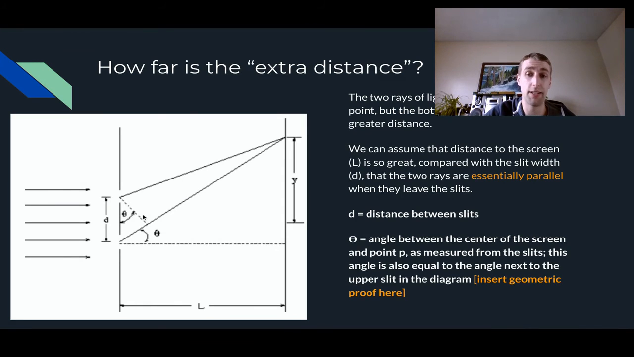We can assume that they're basically parallel. So the extra distance traveled by the wave is just going to be this section from the dotted line down to the slit. From everything else up here, the waves are going to travel the same distance. D is the distance between the two slits. And then theta here is the angle from the center of the screen or from one of the slits to the point that we're looking at up here.